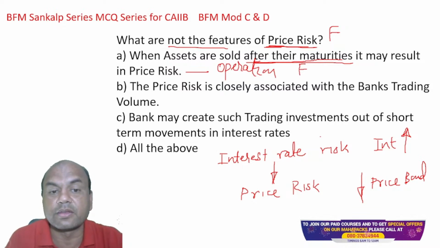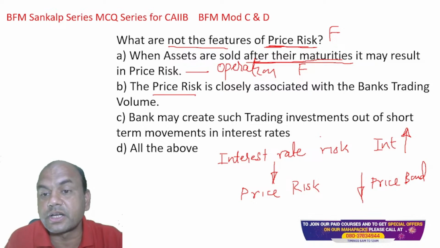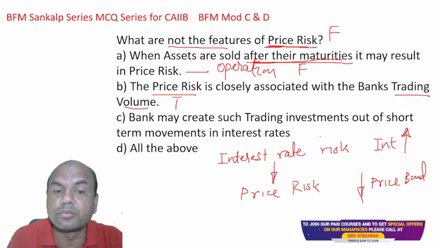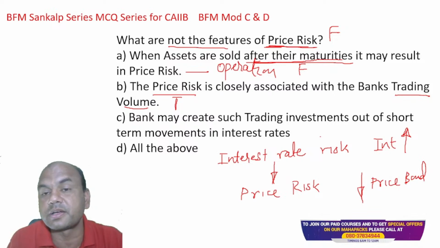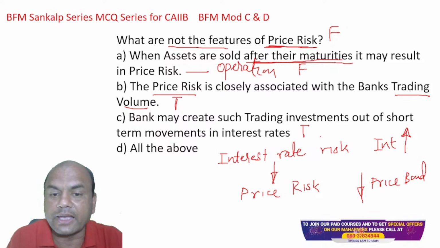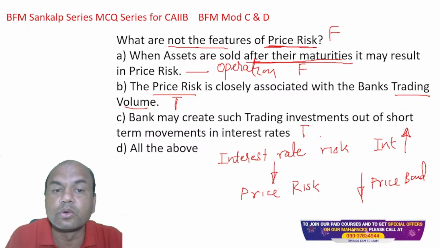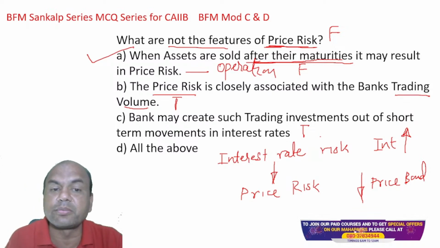What about the second one? The price risk is closely associated with banks' trading volume. That is true, because the more the trading volume, the more price risk I will have. Banks may create such trading investments out of short-term movements in the interest rates. So that is also true. I can create investments from the short-term movement. So this is true, but I want what? False. So only A is the answer: when assets are sold after the maturity, it may result in the price risk.